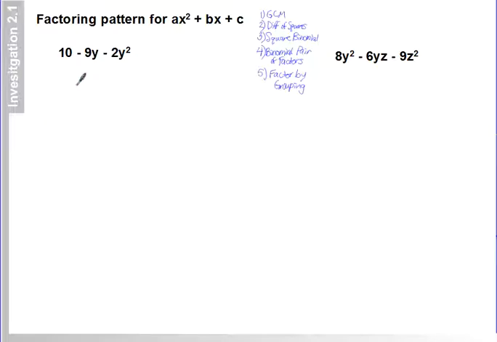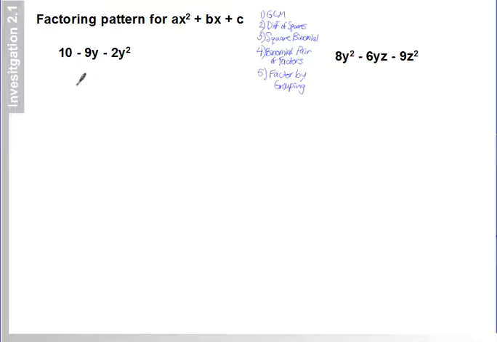Now, what's next after square binomials? Binomial pair of factors, okay? Do we have something that we can put into a binomial pair of factors? What do we think? Maybe? Well, 9 times 1 is 9, 9 plus 1 is 10. Okay, so that's what we need to figure out. What will work for this so that we can actually have our pair of factors? That's what we're going to look at.